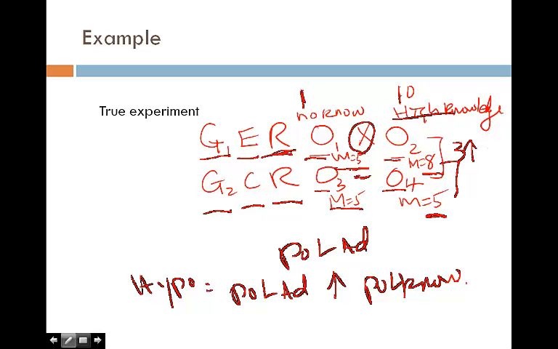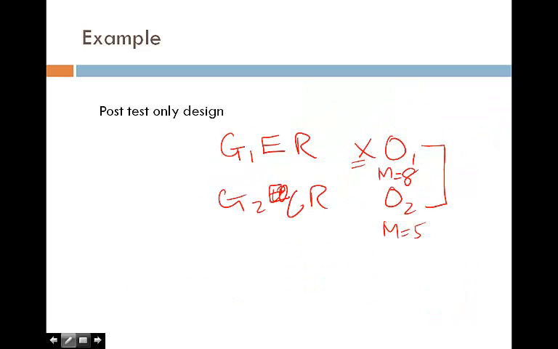So we can say that yes, the hypothesis is supported by the treatment group. So this is a true experiment, or classical design. The second is the post-test only design. Same thing, we have group 1 and group 2. Group 1 is the experimental group. Group 2 is the control group. Randomization: everyone is randomly assigned into two conditions. Group 1 has the treatment, and group 2 has no treatment, just the post-test only.